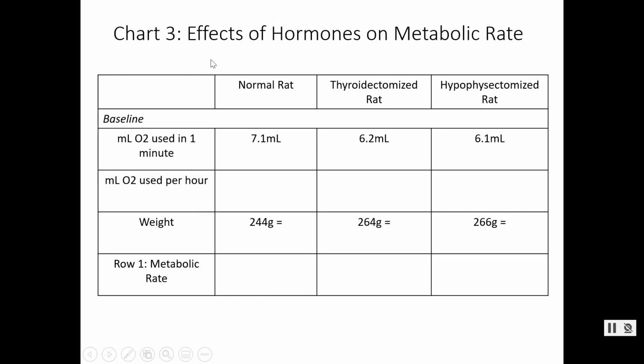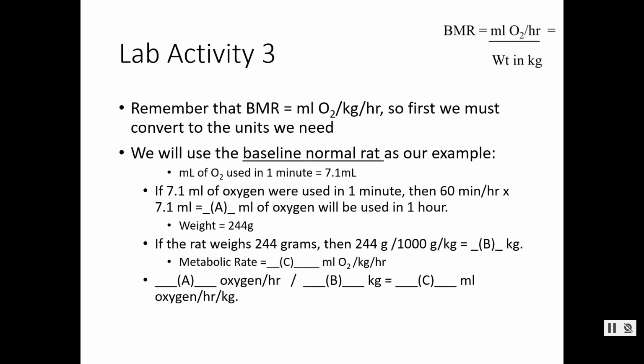We're going to use these numbers, and we're going to do this example together, step by step, and then we'll go through row by row and we'll be able to check your work. Okay, so I promised I would go back. Here we go. So you can see in your baseline normal rat, the values that are provided to you, we're saying that your rat consumes 7.1 milliliters of oxygen in 1 minute.